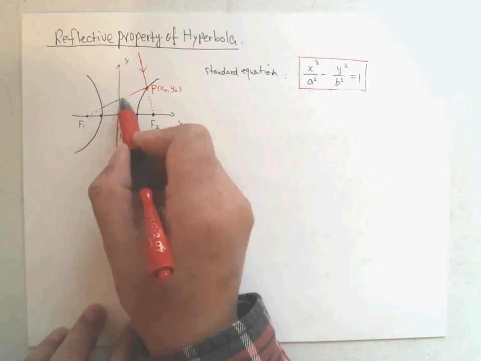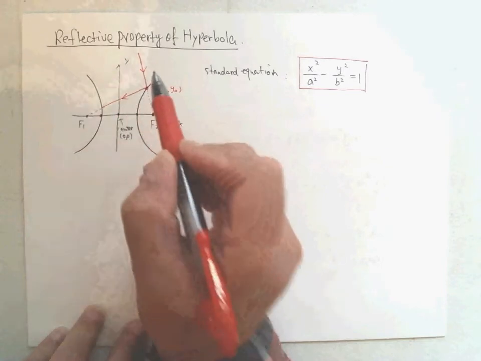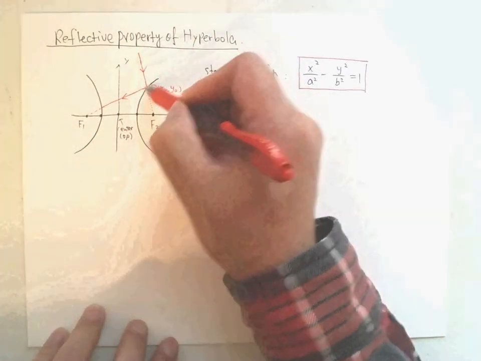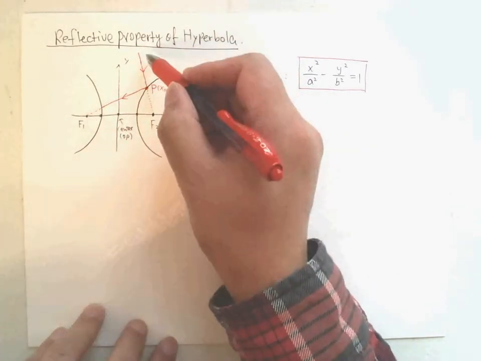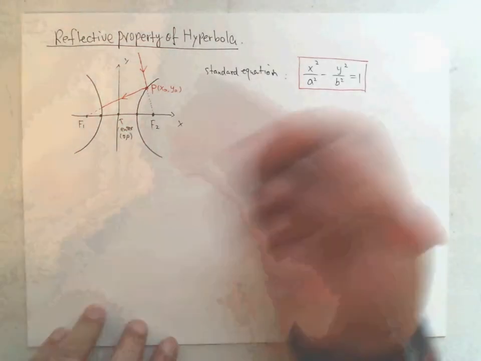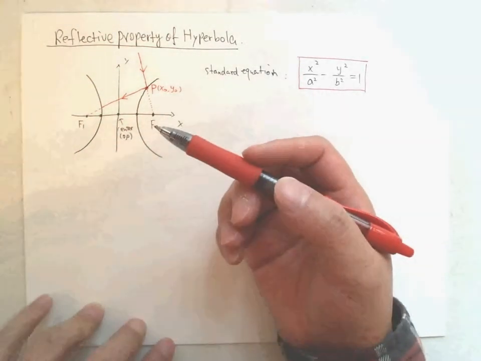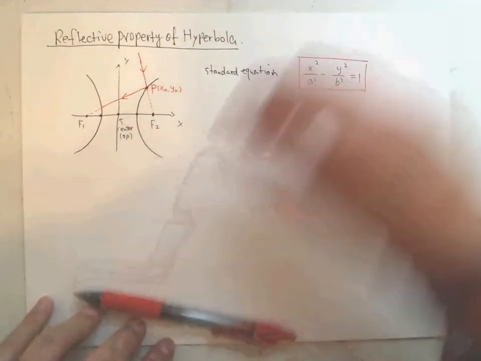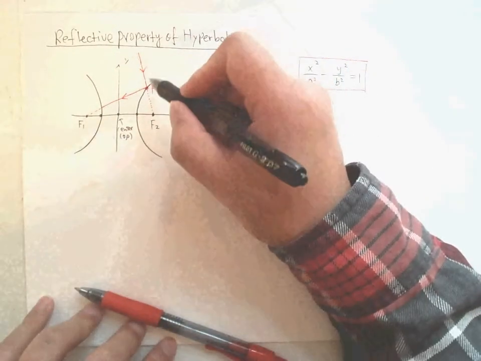So can you see this? One light comes in, and where does it go? It goes to the other focus. This we call the reflective property, and we need to prove this. So how do we prove it?